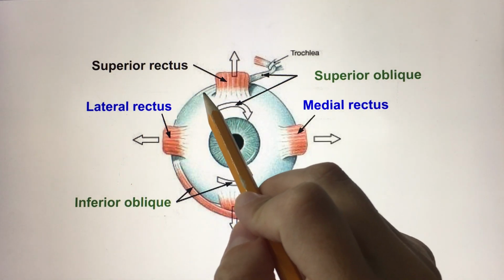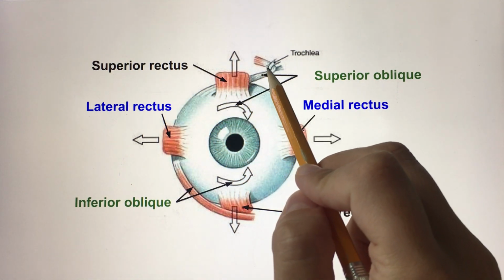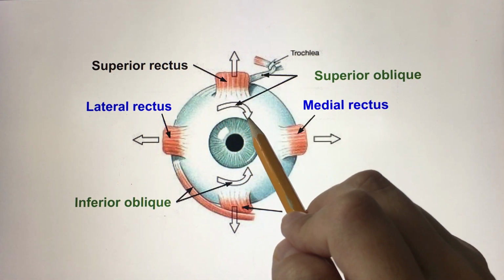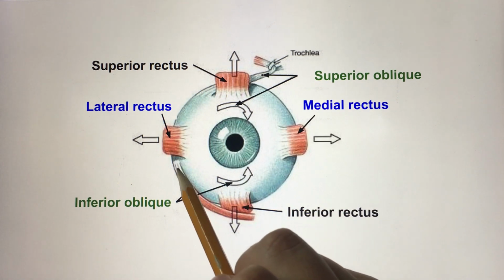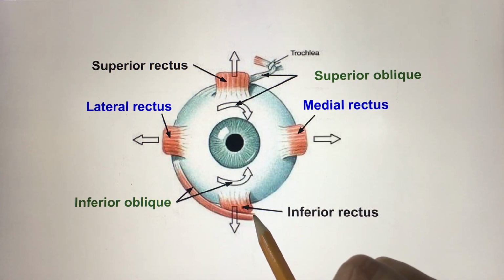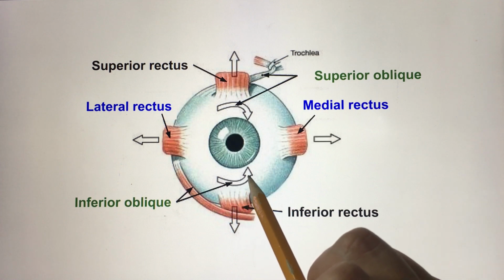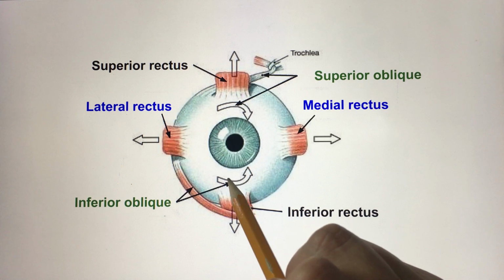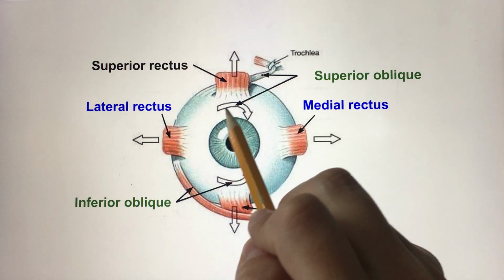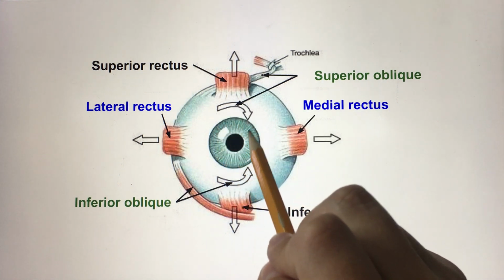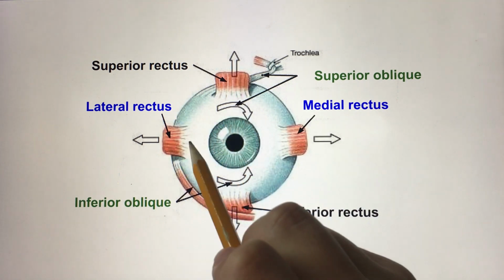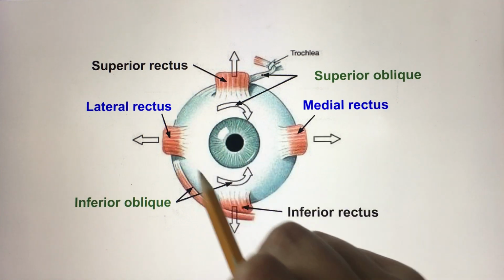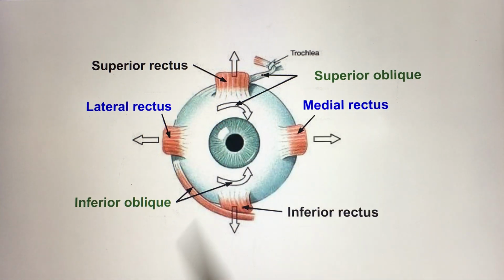And the superior oblique muscle moves our eyes in a circular motion clockwise, and the inferior oblique muscle moves our eyes in a circular motion counterclockwise, like this. The inferior oblique, and like this, the superior oblique in this direction. So in this direction, superior oblique, and then opposite direction, inferior oblique.